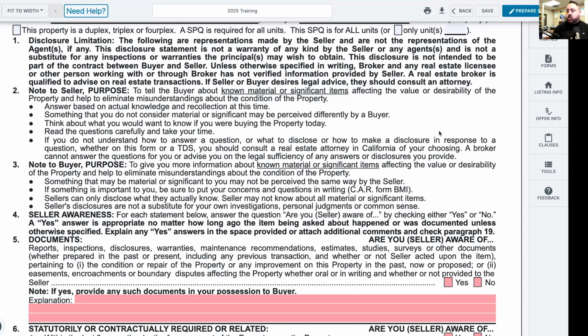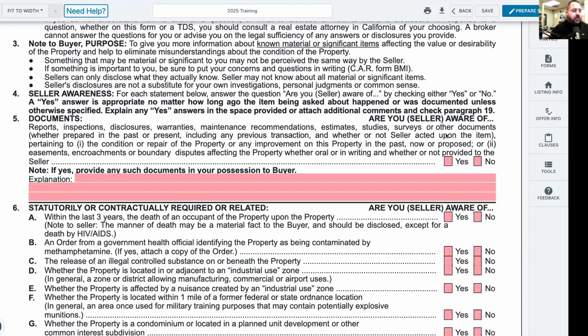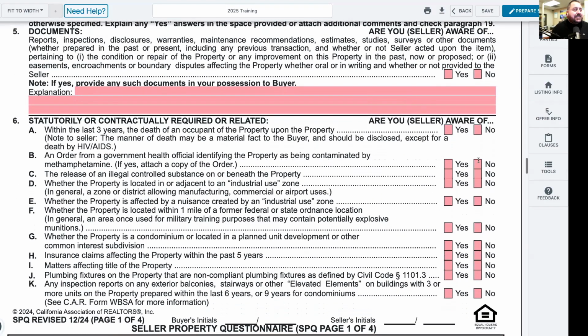Okay? So, as you're guiding your clients, remember it's, are you, seller, aware of? If they're not aware of it, then guess what the answer is? No. So when you go through any of these questions, they're all yes or no. The first one is documents, reports, inspections, disclosure, warranties. Are you, the seller, aware of any of these pertaining to an encroachment or easement or boundary dispute? If you are, then yes, and you give an explanation here. If you're not, then it's no. Same thing with the rest of these questions.